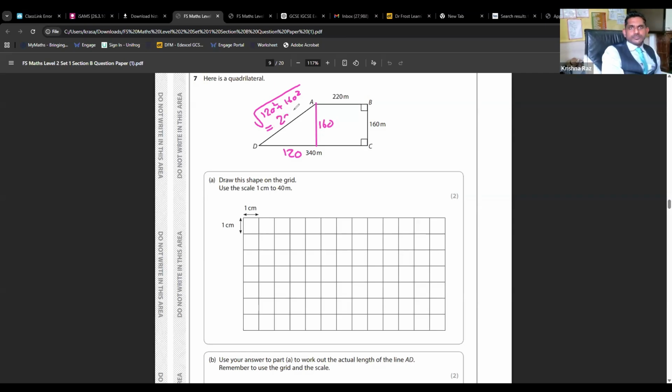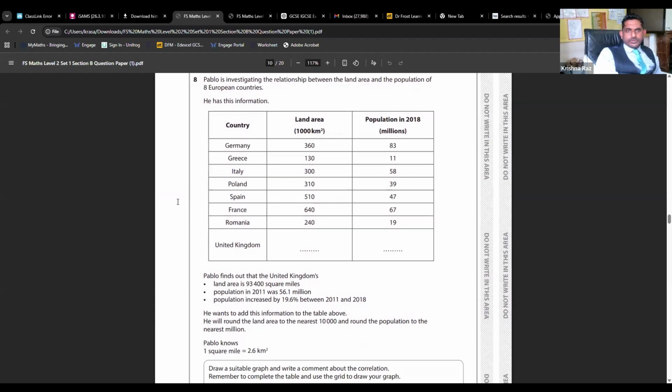And we get 200. There you go. Yeah, so you can use Pythagoras, or we could have measured our length and times it by 40.